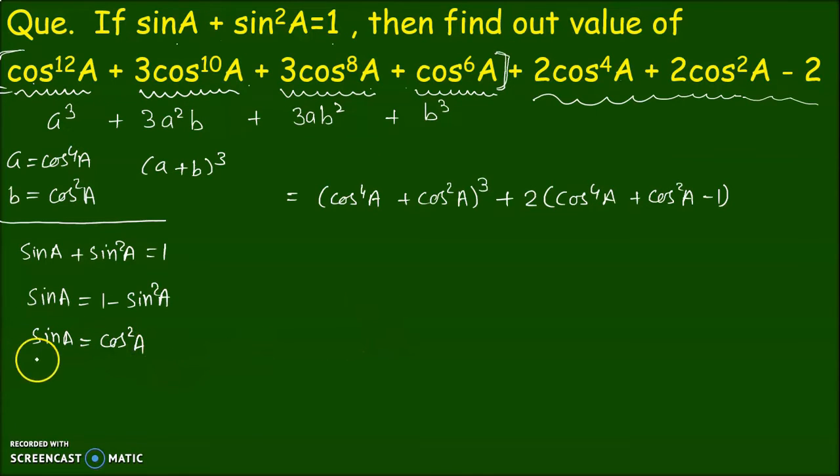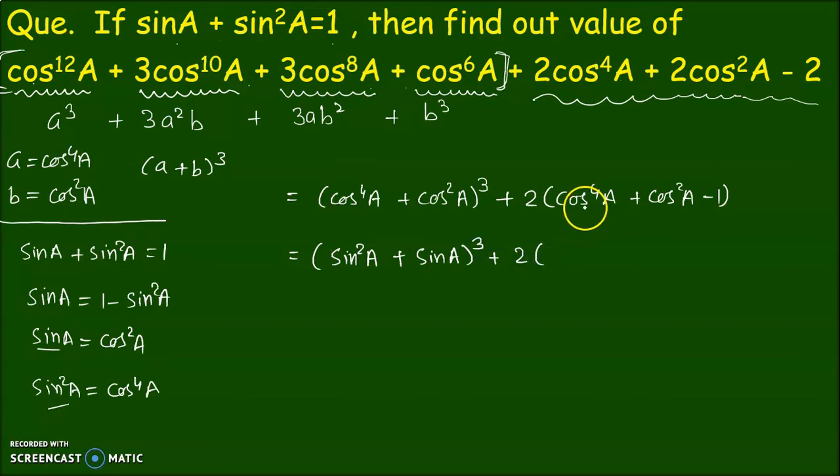So here we get cos square a is equal to sin a, and if you do the square on both sides, we can write sin square a will be equal to cos raised to 4a. So here in place of cos raised to 4a, we can write sin square a. In place of cos square a, we can write sin a, whole cube, plus 2 multiplied by, in place of cos raised to 4a, again we can write sin square a, and this cos square a becomes sin a, minus 1.